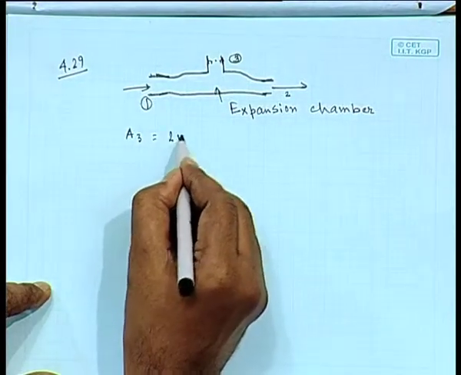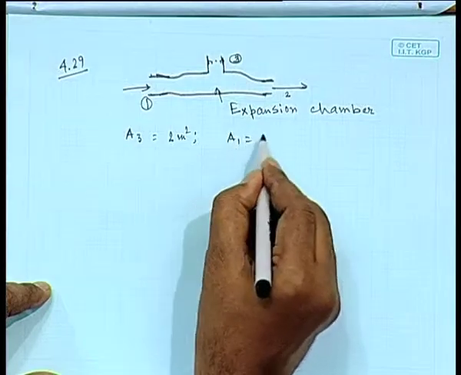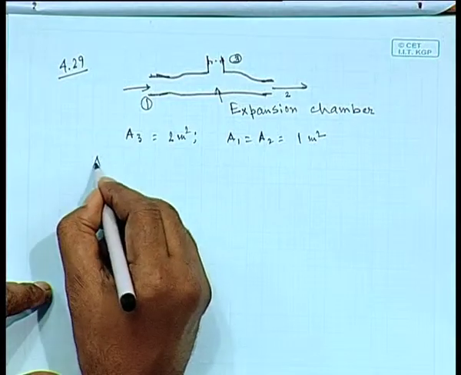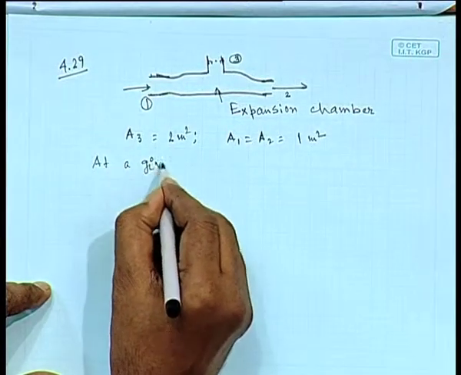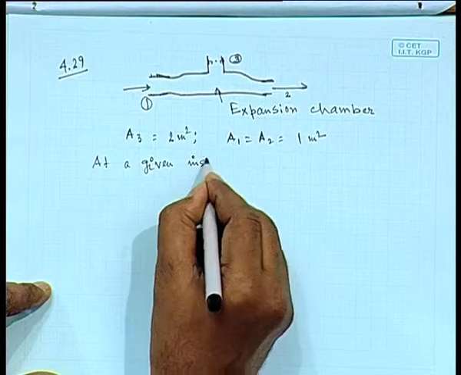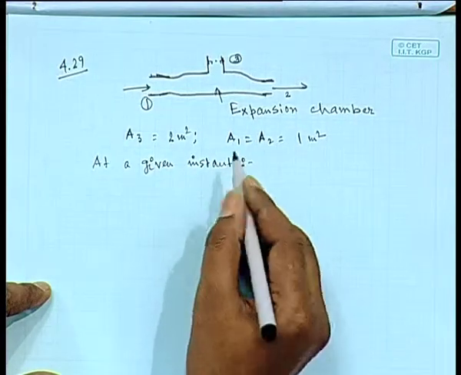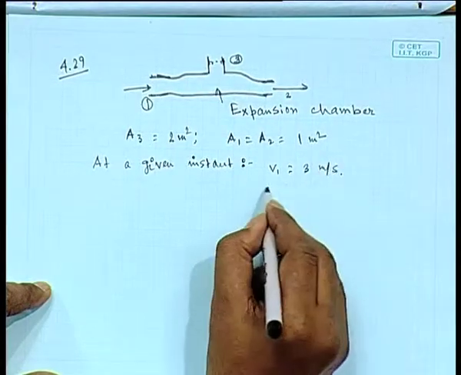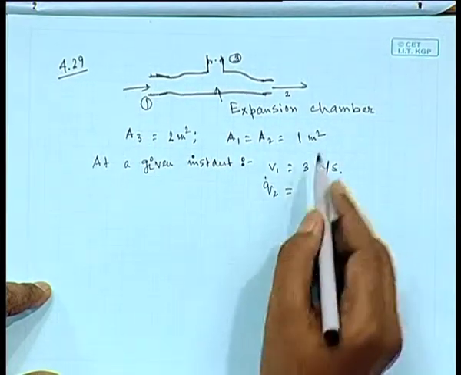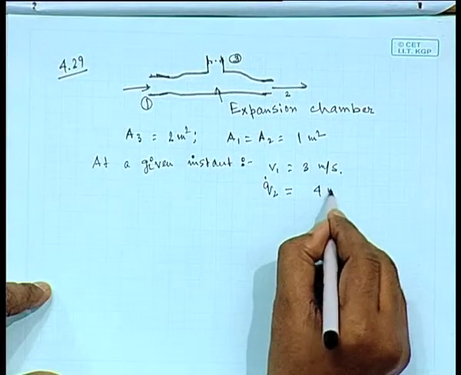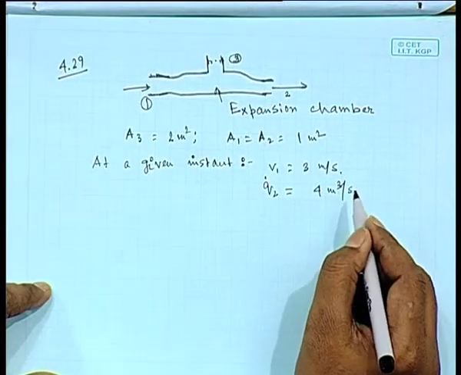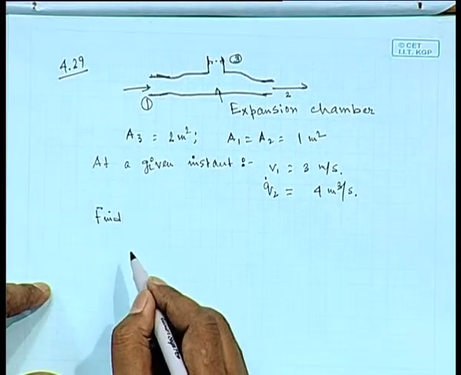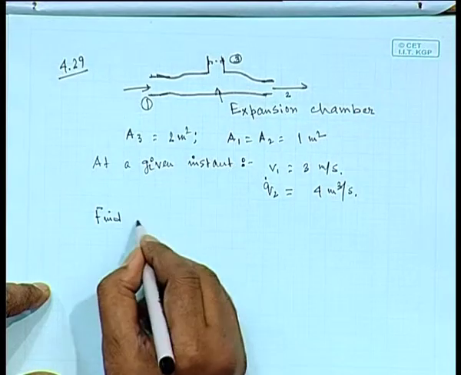A3 is given as 2 meter square, A1 equal to A2 equal to 1 meter square. Now, at a given instant, V1 is equal to 3 meter per second, and Q2 dot, the volumetric flow rate, is 4 meter cube per second. You have to find out the rate of change of free surface level at that instant.